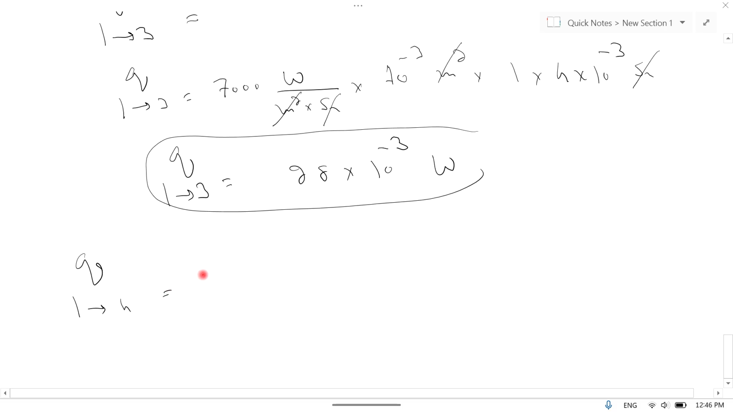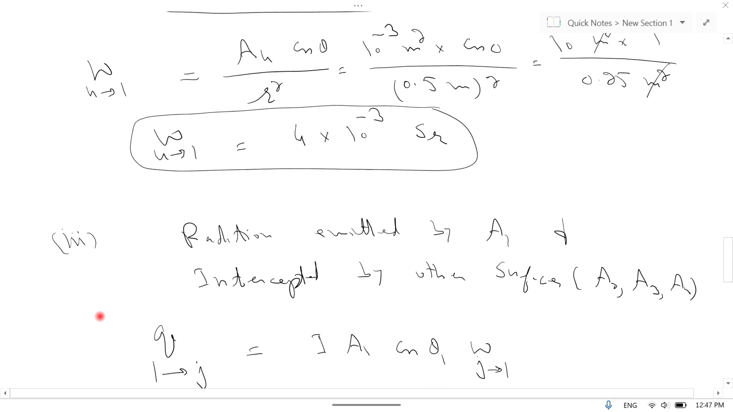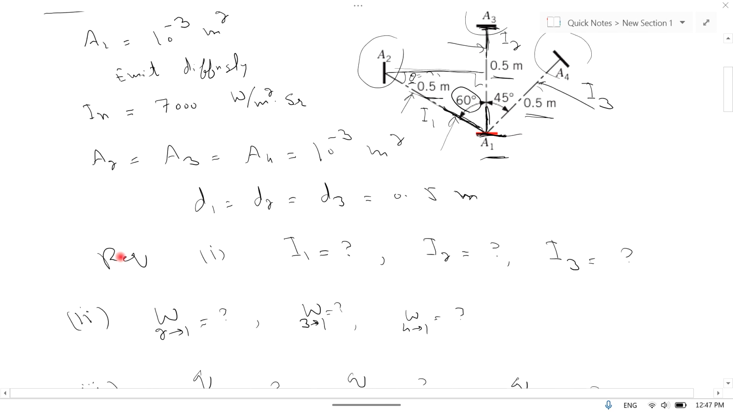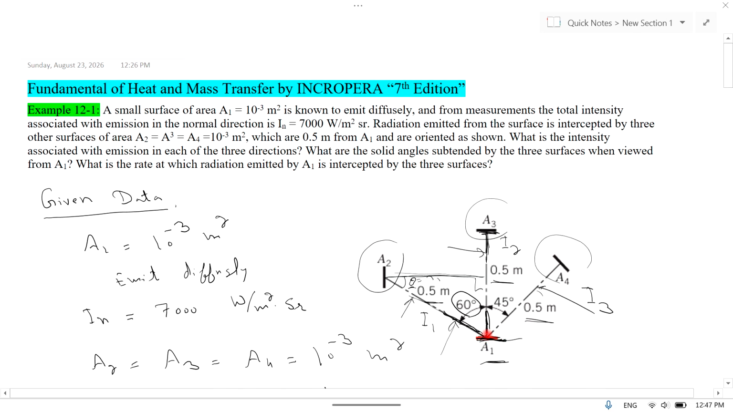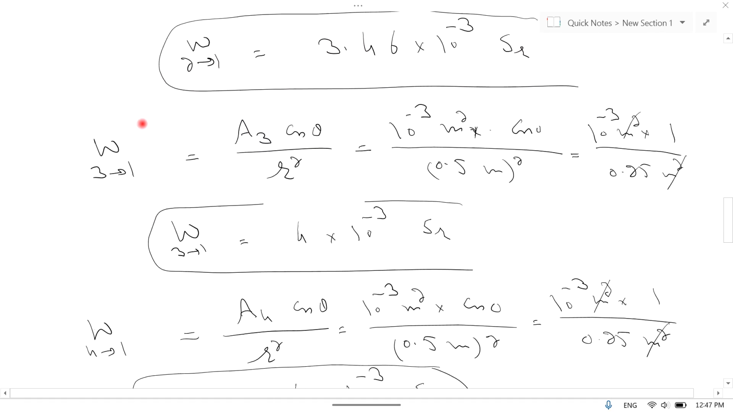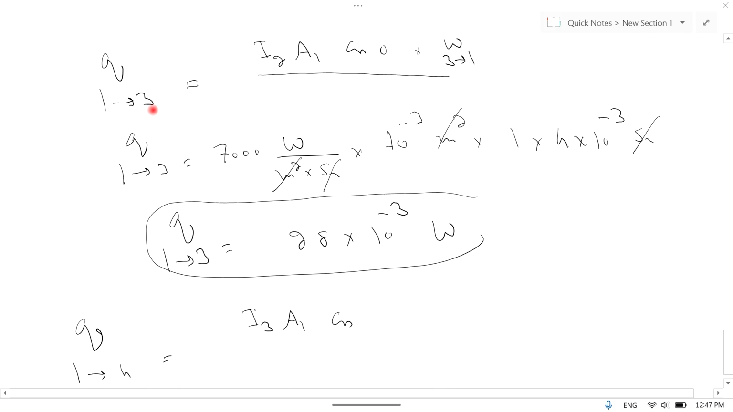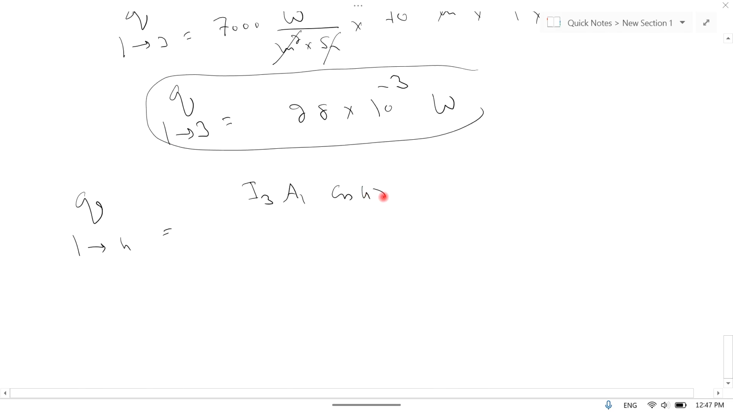Now Q1 to 4 is equal to I3 A1 cos theta 1. In this case theta 1 is the angle to the normal to the surface area A1. The normal to surface area A1 is this line, and this is the radiation from A1 to A4. So the angle is 45 degrees. Then cos 45 and the solid angle between A4 and 1.